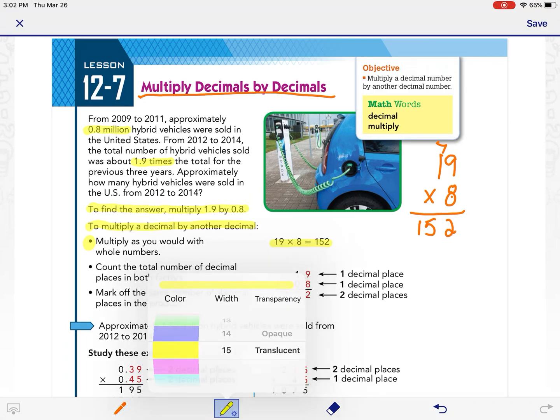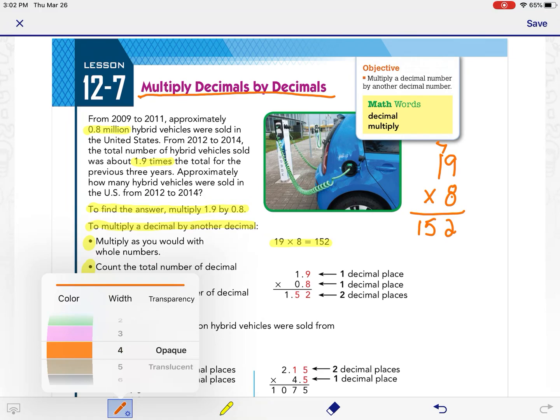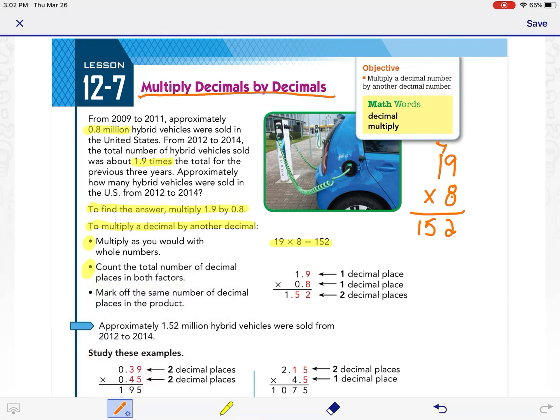The next step says to count the total number of decimal places in both of the factors. So let's go back to these factors up here. 1.9 and 0.8. How many decimal places are there? They did it right here for us. One decimal place is here in 1.9, right? One decimal place is in 0.8 right there. So it's a total of 2 decimal places.